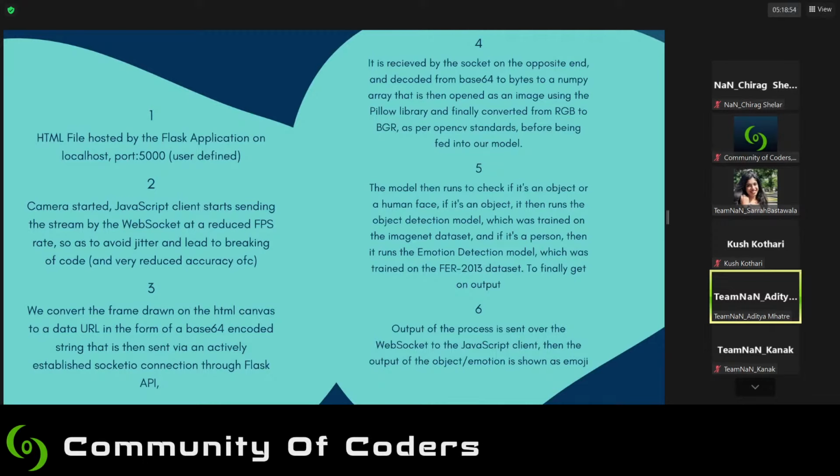So yeah, I won't read all of that, but it majorly encompasses whatever we are going to do. It's basically the major part of it: whenever we take the image from the front end, from the JavaScript client, we convert it into a base64 encoded string, and that is sent over.